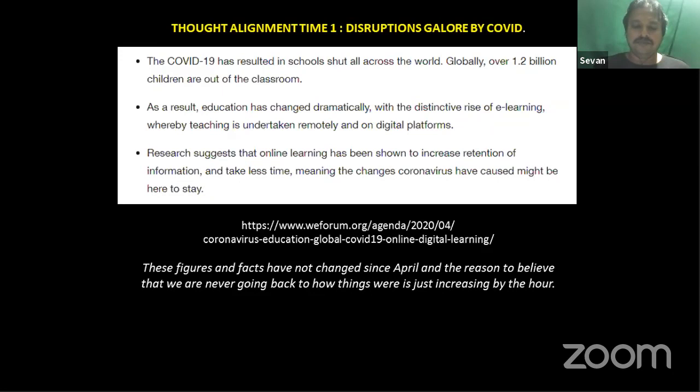As a result, e-learning is a big, big thing. What was alternate yesterday is mainstream today, and what was mainstream yesterday is hardly even to be seen. Now what does research suggest? That news is from April, but ever since, even if you check today's news, you find that the need for online learning is only increasing, and an increasing number of people are saying that we're not going to go back to how it was, right?